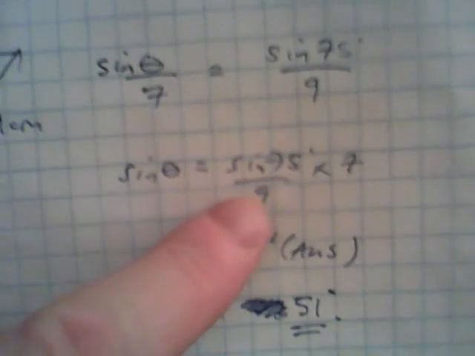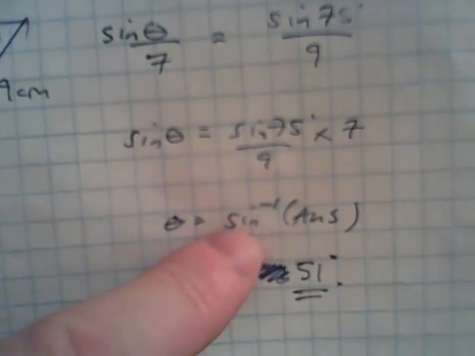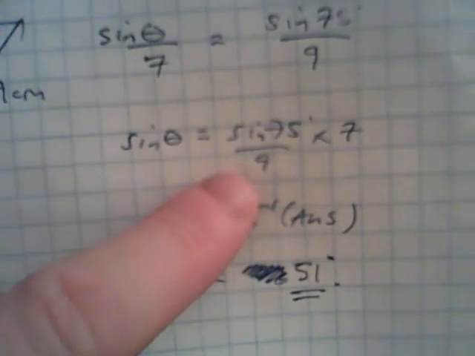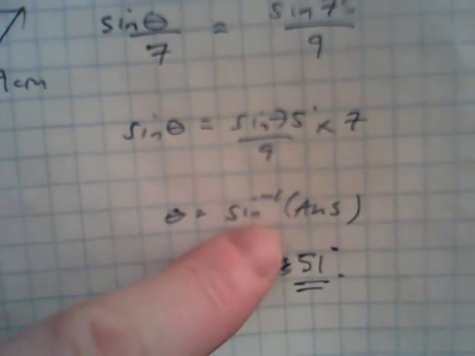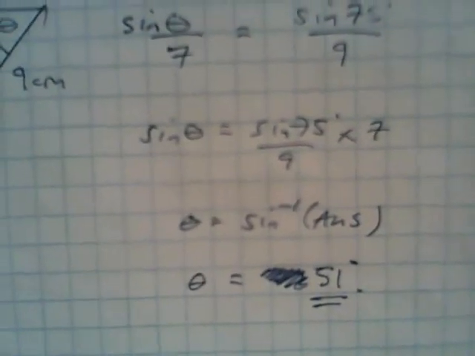And this time, because you're finding an angle, you're going to have to do shift or second function sine of your answer. So you work out what this is here, and then you do inverse or shift sine. And you'll get about 51 degrees there. So that's sine law to find an angle.